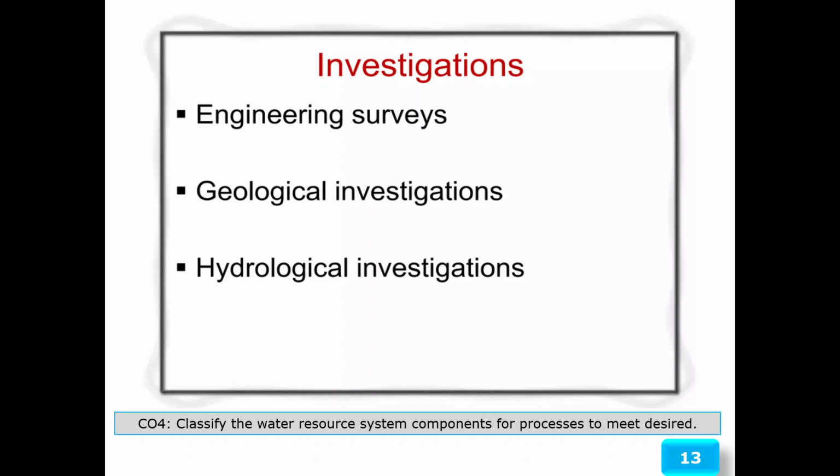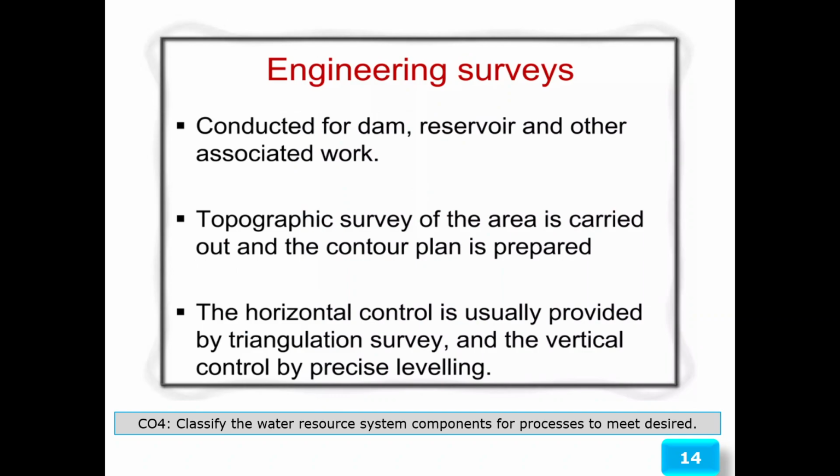Then the third one, hydrogeological investigation. First of all you should know what is meant by hydrogeological: water plus rock content, and how they interact in a particular area. Now the engineering survey is constructed for the dam, reservoir, and other associated work. Topographic survey of the area is carried out and the contour plan is prepared. The horizontal control is usually provided by triangulation survey and the vertical control by precise leveling.